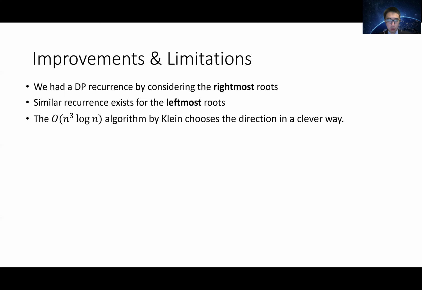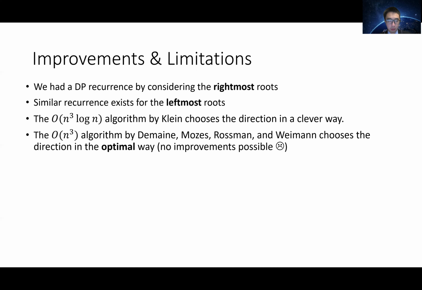The n-cube logging algorithm by Klein does exactly that, and it chooses the direction in a clever way to achieve this running time. The cubic algorithm by Demaine, Mozes, Rossman, and Weimann chooses the direction in the optimal way and achieves a cubic running time. But on the other hand, it means that there's no improvement possible by using an even more clever way to do this DP scheme.